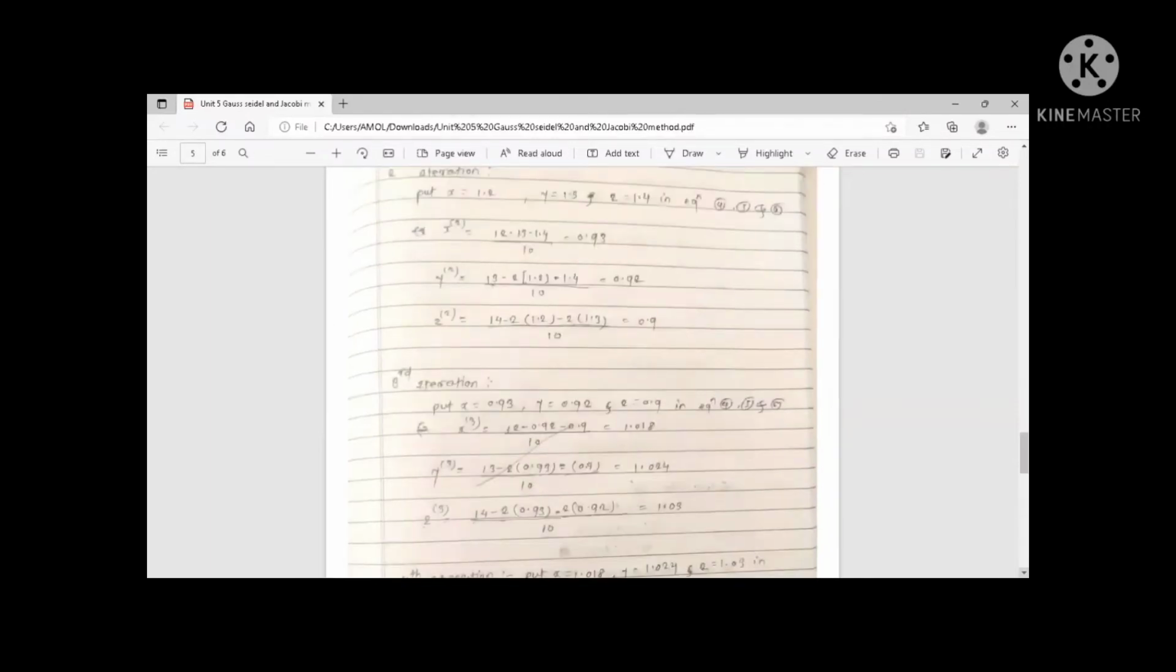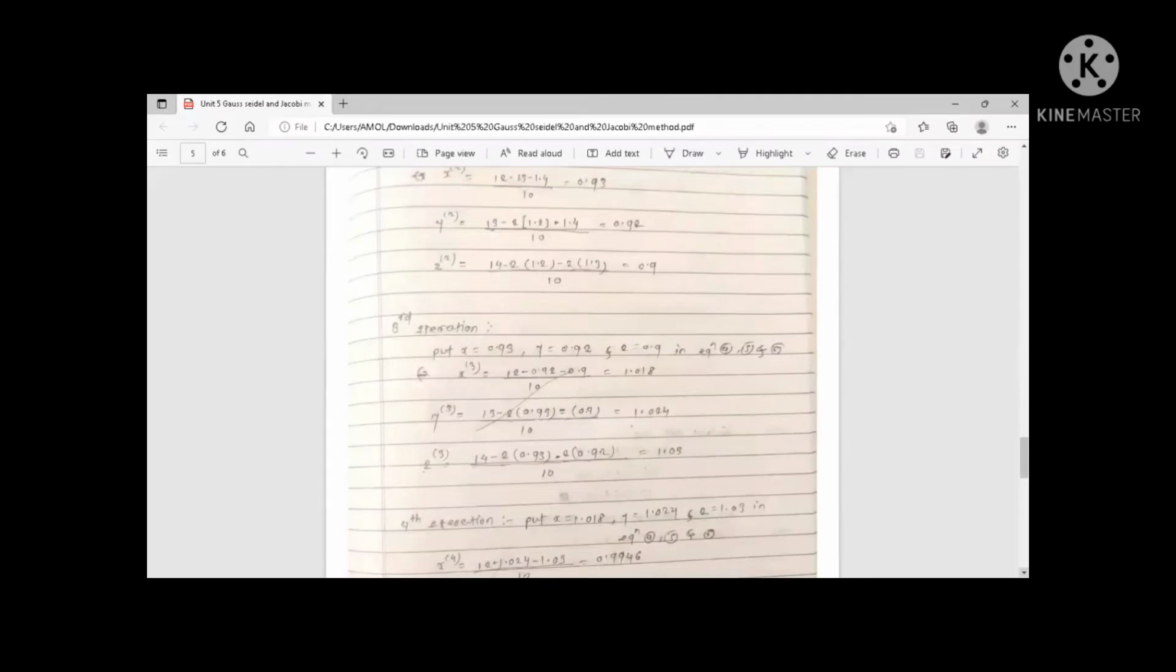Now the third iteration. For this, you use the previous iteration values as initial values. In the second iteration, the value of x is 0.93, y is 0.92, and z is 0.9. Use these values as the initial values, put them in equations 4, 5, and 6, so that you will get the values of x, y, z in the third iteration. X is equal to 1.018, y is equal to 1.024, z is equal to 1.03. So these are the values of the third iteration.